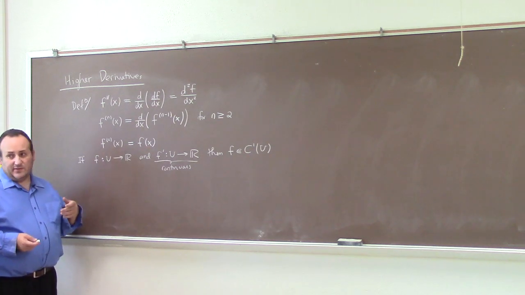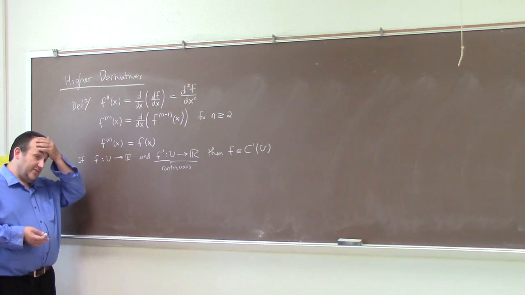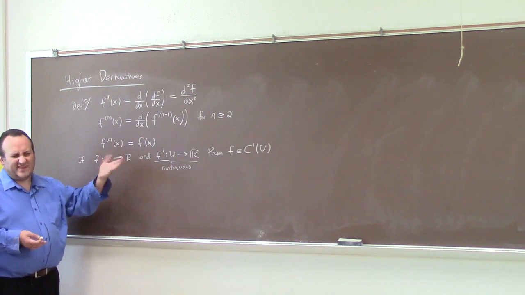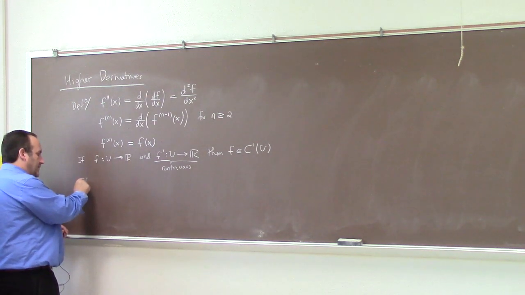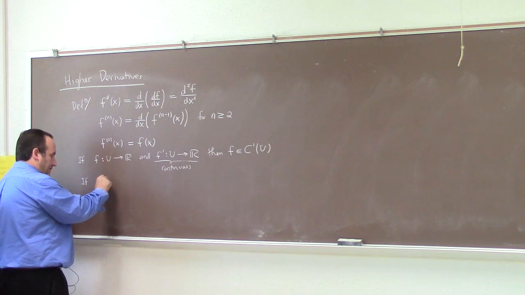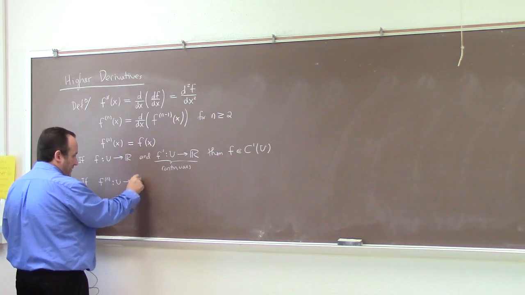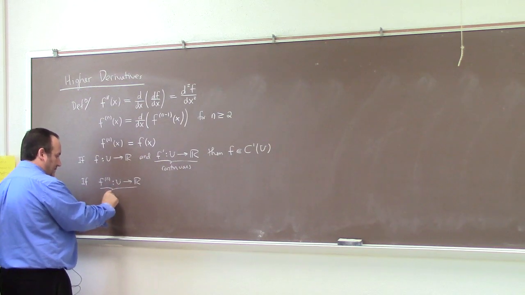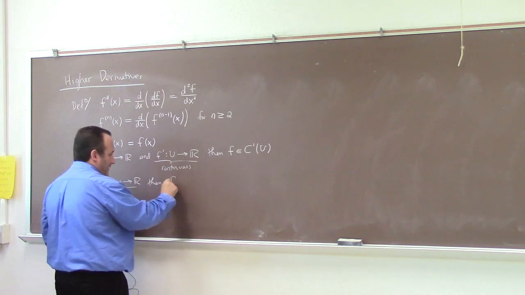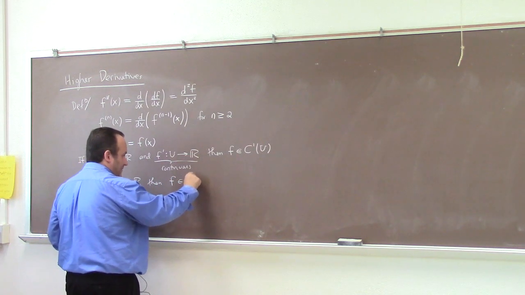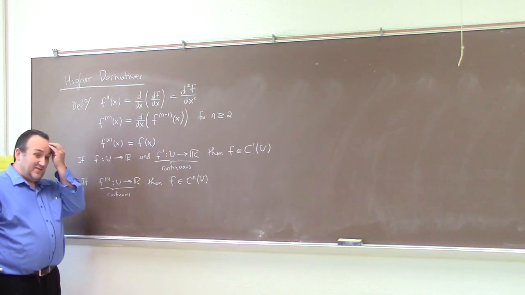If you drop the continuous and you just say differentiable, you can also talk about that. You can say a function is differentiable on U if its derivative exists on U. And we can go further. If the nth derivative of f from U to R is continuous, then f is an element of C^n(U). In other words, it has n continuous derivatives.